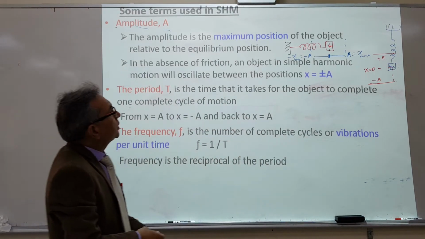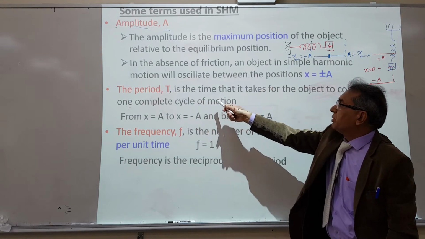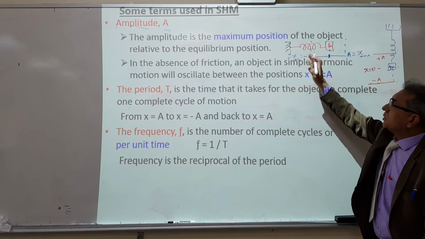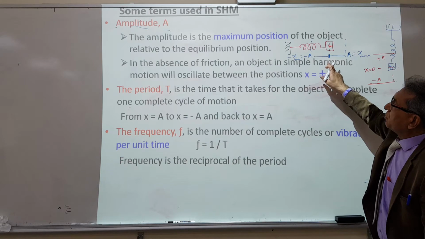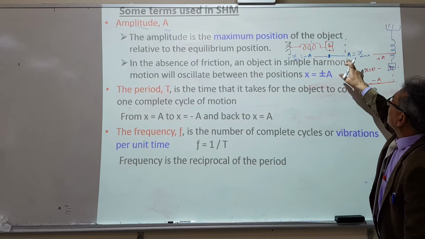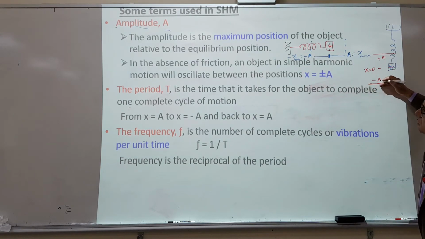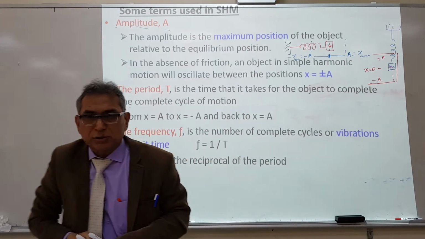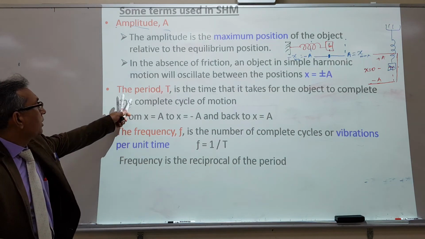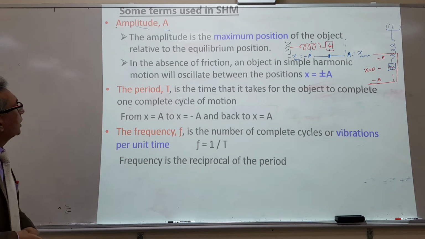Then the time period, capital T. Your mass spring system, whether horizontal or vertical, is performing simple harmonic motion about 2 points. Left side minus A, right side plus A. Up plus A, down minus A. So for example, if you start from this position, you go down and go back to the starting point, you have completed one vibration, one trip or one cycle. How much time you take, that is called the time period capital T, in the unit of second.